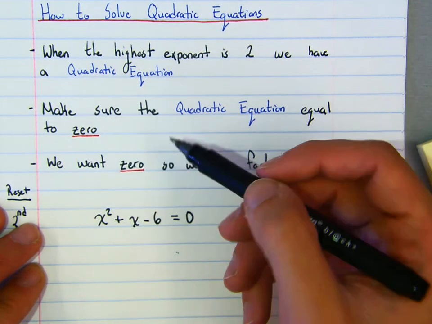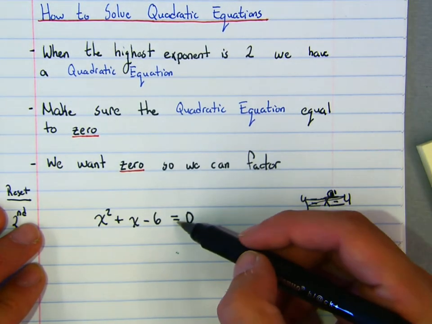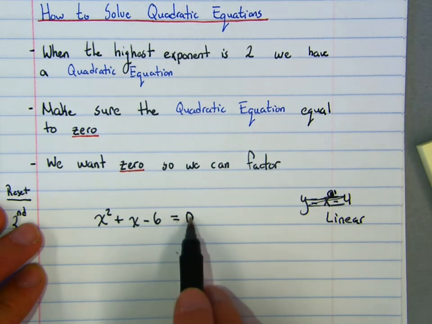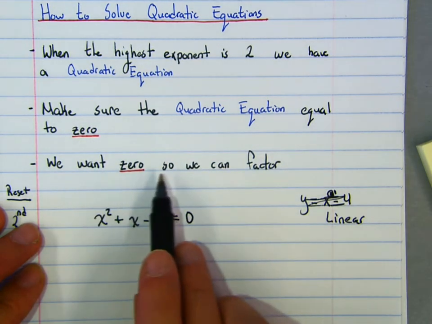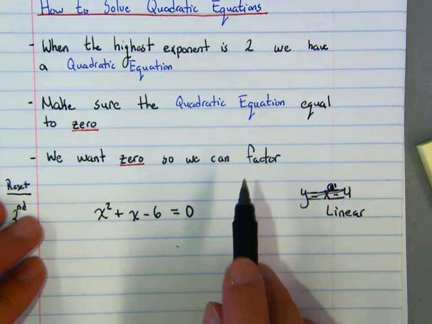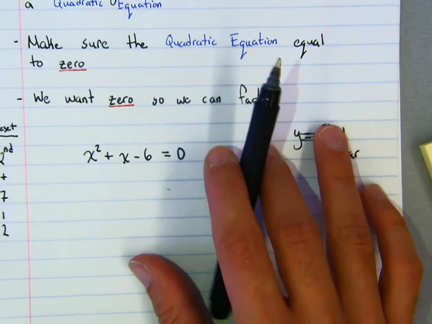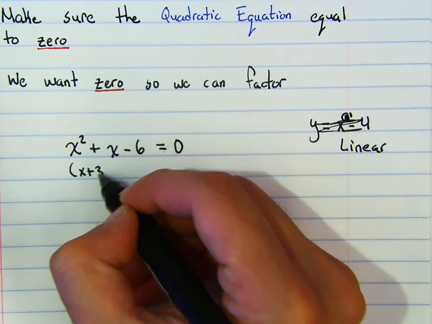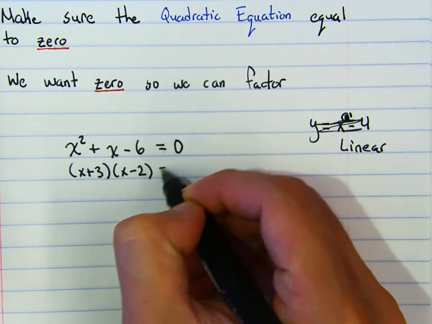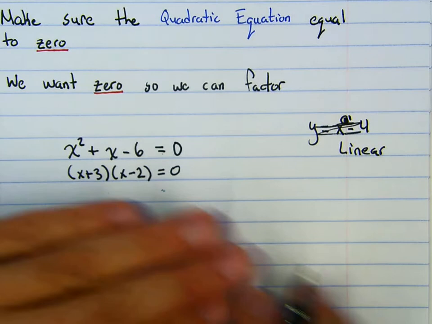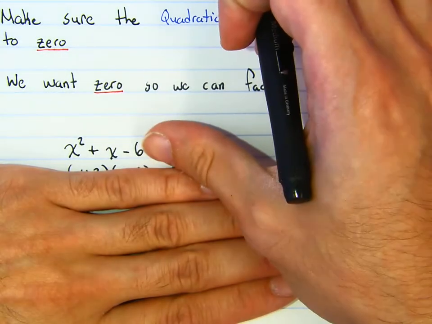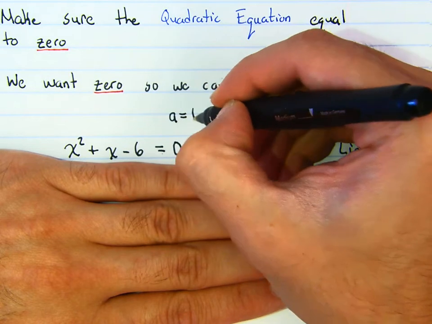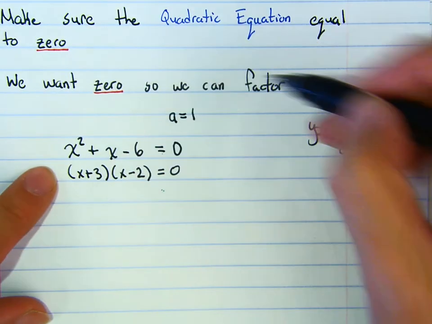And then how do you solve a quadratic equation? We make sure that the quadratic equation is equal to 0. The reason you want to do that is so you can factor. Because watch what happens. How did we factor this? We had x plus 3, x minus 2. Because when you take a look at this quadratic, it's in the form of a equals 1, so we could do this factoring technique.